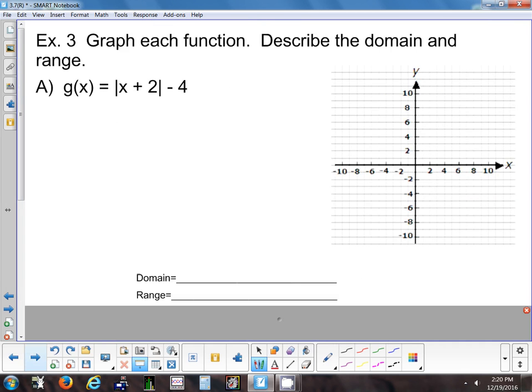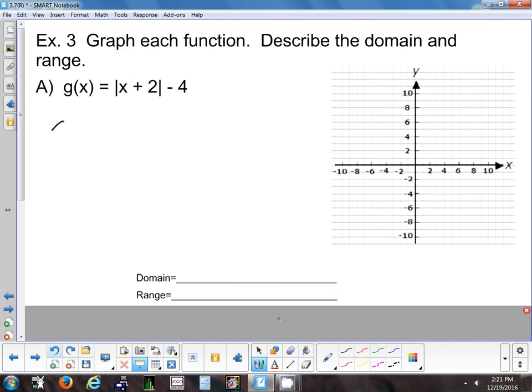How many things are happening in this graph? A couple? How many is a couple? 2. This 2 is going to have something to do with shifting left and right. This -4 is going to have something to do with shifting up and down. Okay? But if I'm not sure which way is which, how can I figure out how to graph it? What do we always do to make a graph? Make a table. Okay, make your table first.